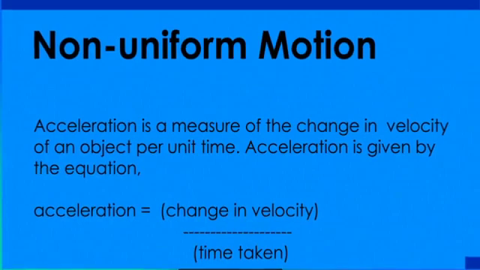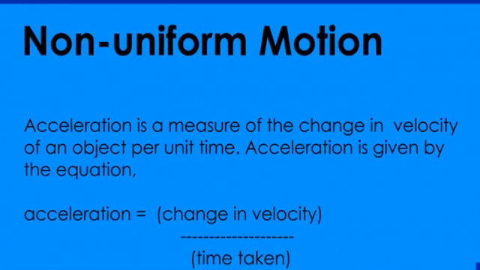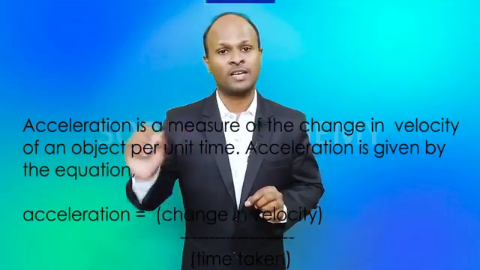Okay, can we now express the change in velocity of an object? To answer such a question, we have to introduce another physical quantity called acceleration. Yes, it is. Now, acceleration is a measure of the change in velocity of an object per unit time. Acceleration is given by the equation: acceleration equals change in velocity divided by the total time taken.